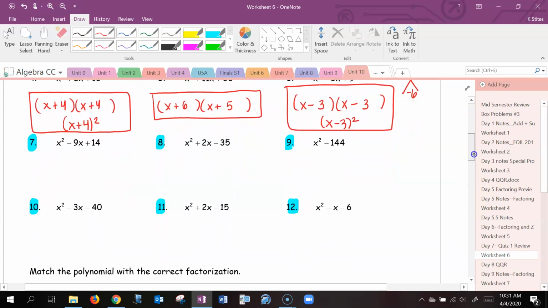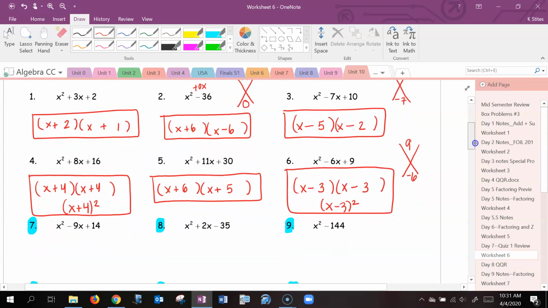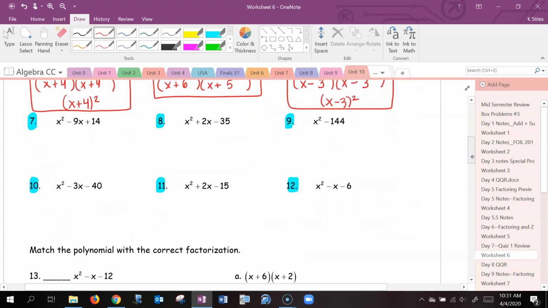Actually, let's do one of these together because I notice I gave you a lot of multiplying by positives up there. So let's do number 11 together. When you're multiplying to a negative, it's always a positive and a negative, every time. You don't have a choice. So multiplying to a negative 15, adding to a positive 2. That will be a 5 and a 3. But now you have to figure out which one is negative, and that will be the 3. So x plus 5, x minus 3.